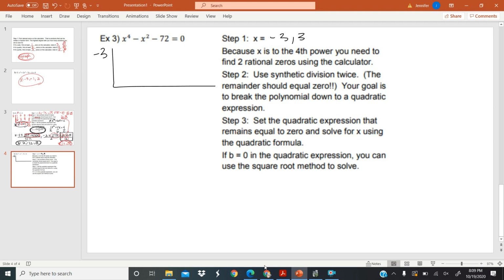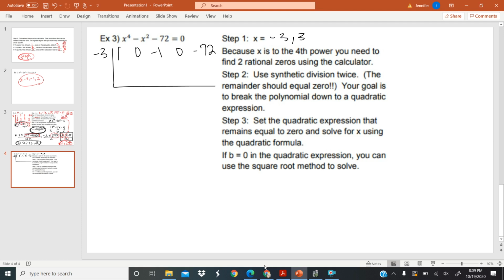So I'm going to start by dividing by the negative 3. So then I'm going to fill in my coefficients. So I have 1x to the 4th. And then x cubed, we're going to have a 0 because it skips that term. For x squared, it's a negative, so I'm going to have a negative 1. We don't have a regular x term, so there's going to be another 0. And then our constant is negative 72.